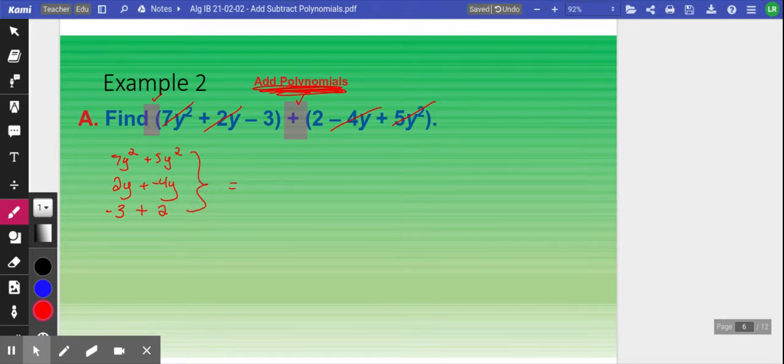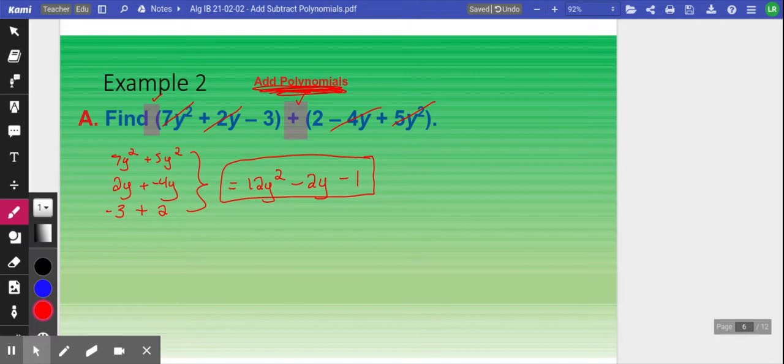So for the y squared, 7y squared plus 5y squared is 12y squared. For the y's, 2y plus negative 4y is negative 2y. And negative 3 plus 2 is negative 1. Notice, we're just adding. We do not mess with exponents when we're adding. We never have, and we still don't. That's a rule that we use for multiplying, dividing, and the power property. This is not any of those.